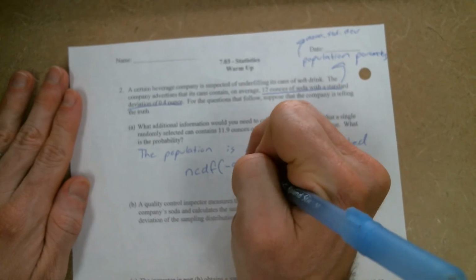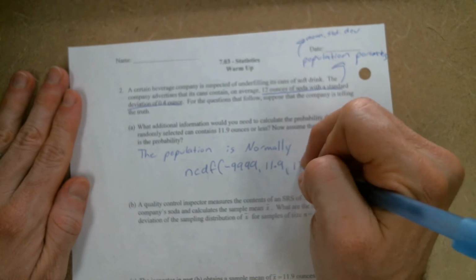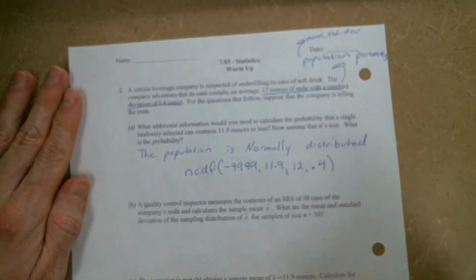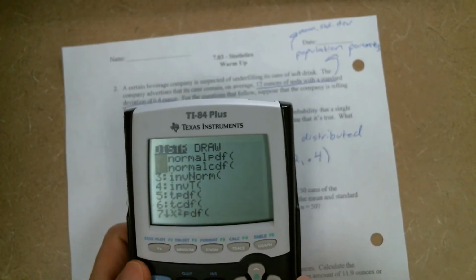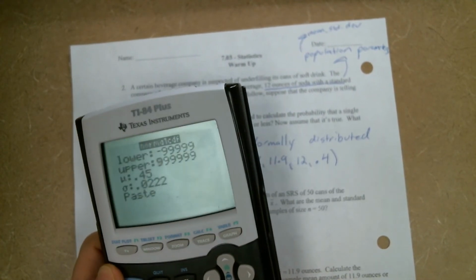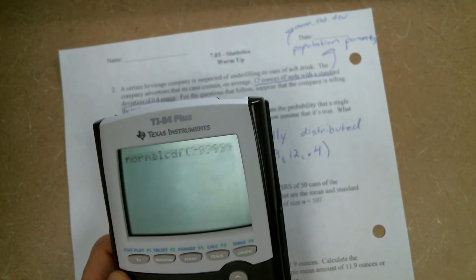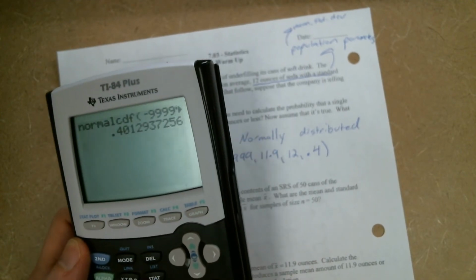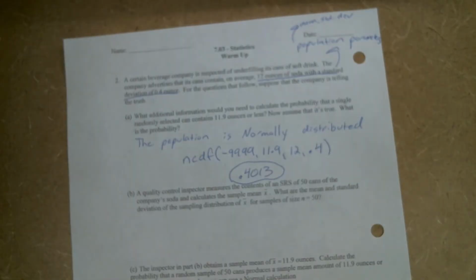what are the odds of getting below 11.9 when the mean is 12 and the standard deviation is 0.4? All right. So bring up NCDF. We're doing negative 9999 to 11.9 when the mean is 12, the standard deviation is 0.4, and we end up with 0.4013. All right. So that's the odds of getting a single can that's 11.9 ounces or less. Now let's take a look at B here.